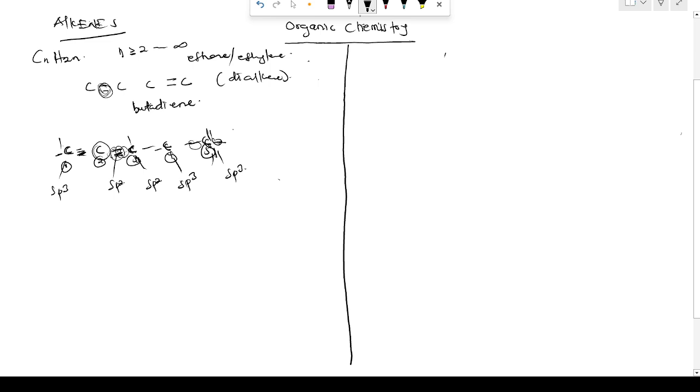Now with the bond angles, when it's sp2 hybridized, the bond angle is 120 degrees, and the shape is trigonal planar. And when it's sp3 hybridized, the bond angle is 109.5 degrees, and the shape is tetrahedral. So this is for hybridization. Now let's talk about the reactivity of alkenes.